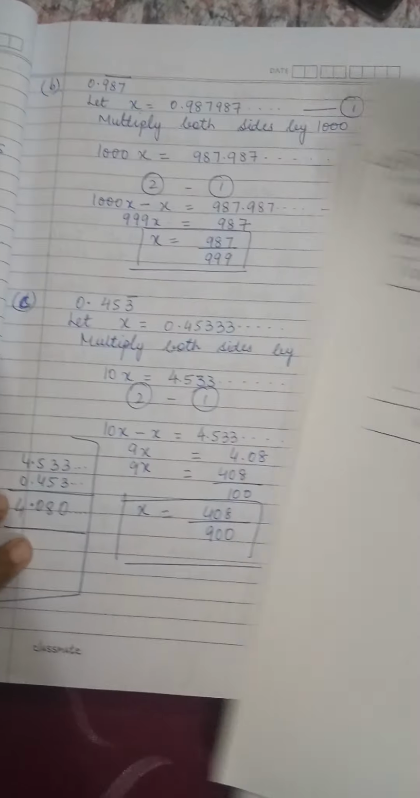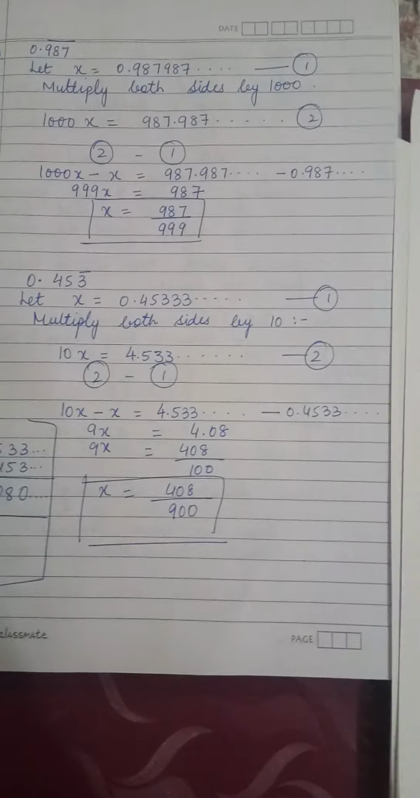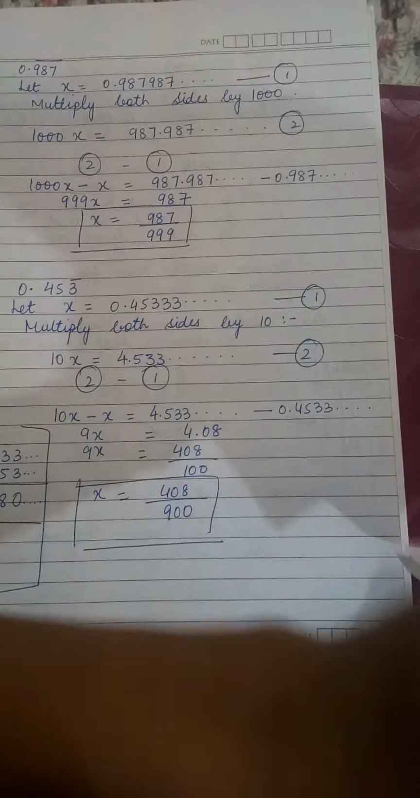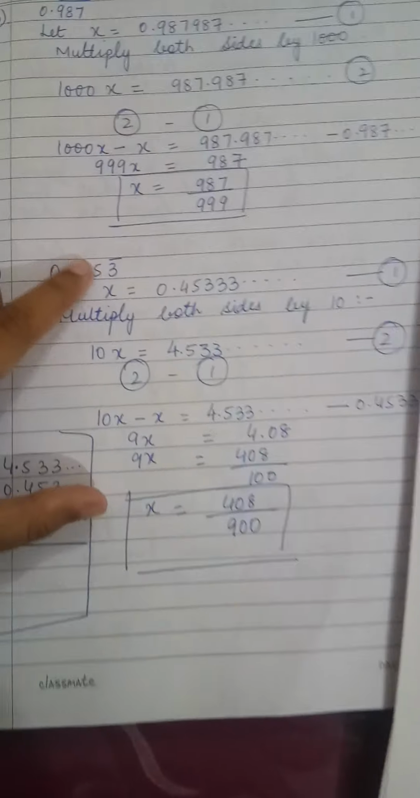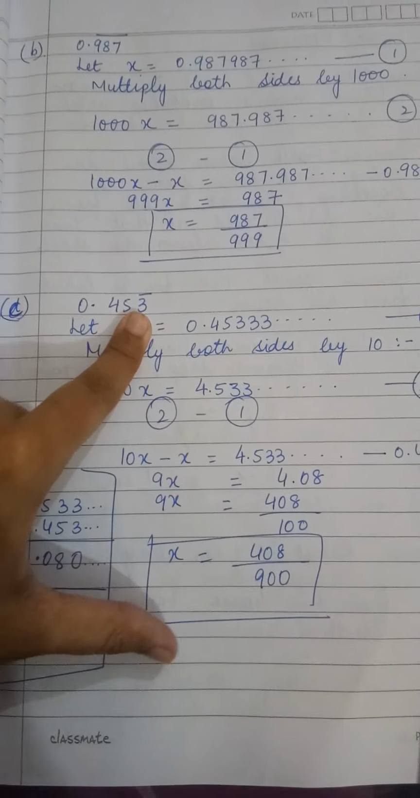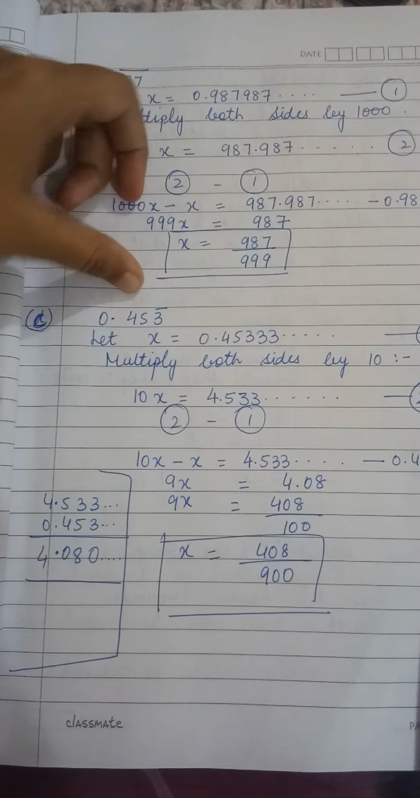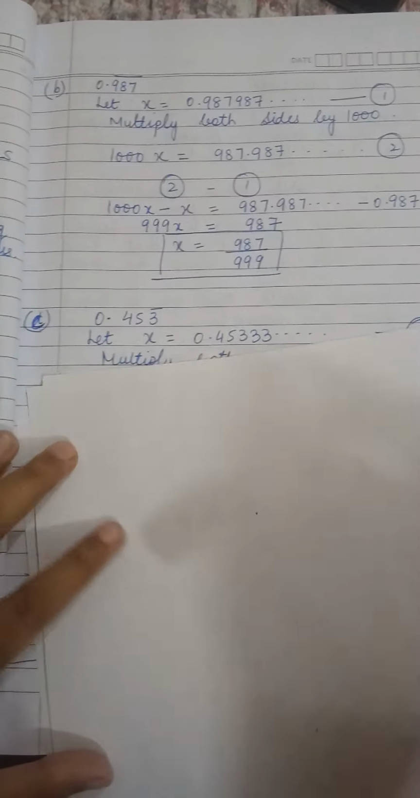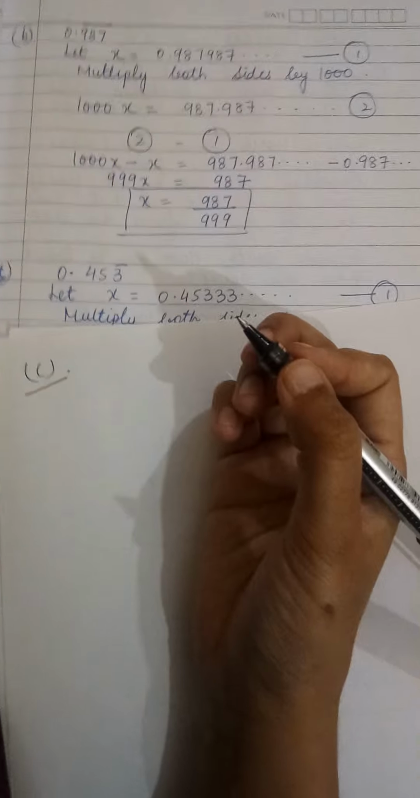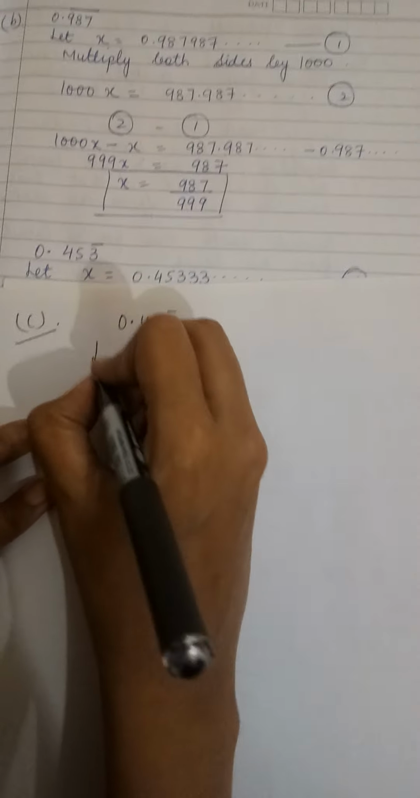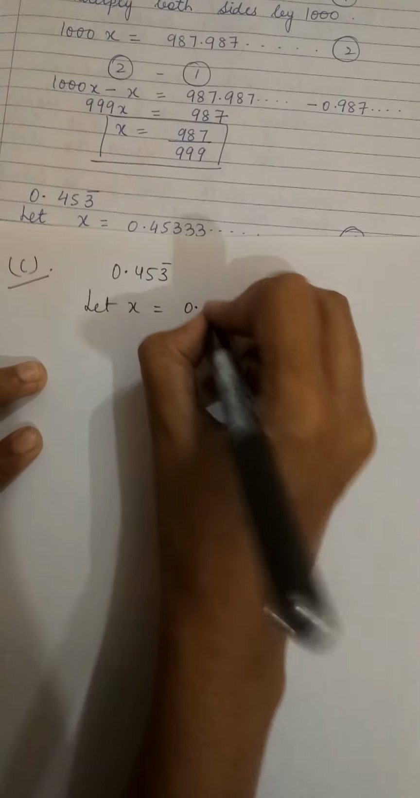Okay, now let's do the C part. Now the C part is a different one, not the difficult one, but a different one. Why? Because now the bar is on only 1 digit. We have digits after the decimal which do not have the bar. How are you going to solve it? We are going to consider the same method. 0.453 bar. Let x equal 0.45.